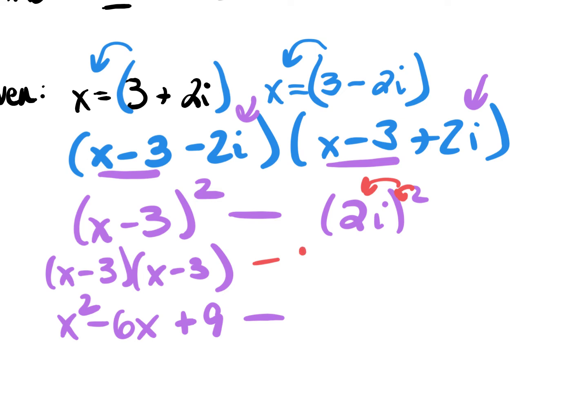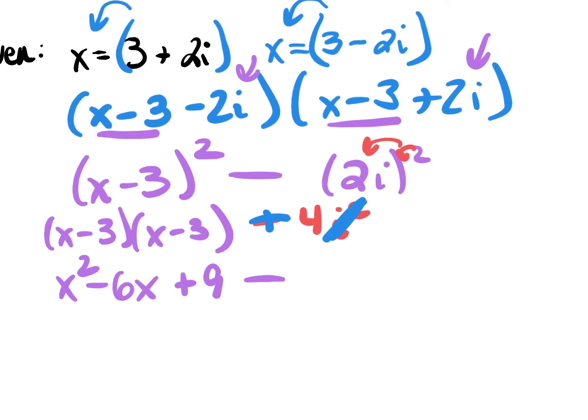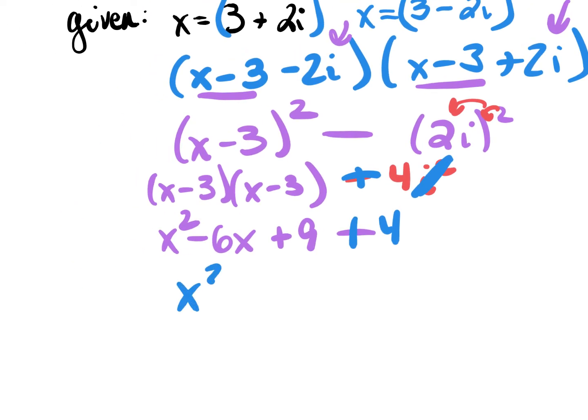So that 2 squared is 4, and then I have i squared. As soon as you guys see i squared, we cross that off. We change that sign in front because that's 4 times negative 1. So this becomes plus 4. So my polynomial is x squared minus 6x plus 13.